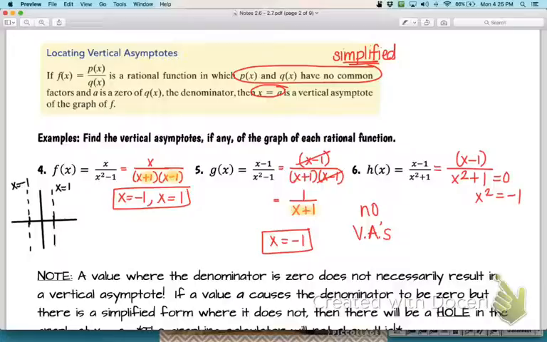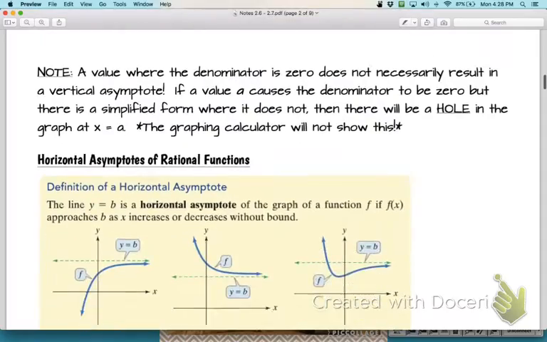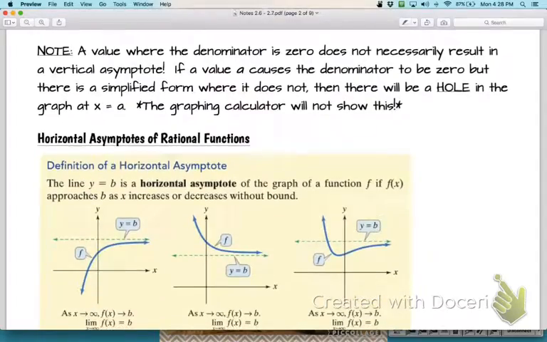Simplify the expression, find where the denominator would equal 0. Now, what about those factors that we canceled out? Because remember, when we did our excluded values before, we did before we canceled. Same thing with the domain. So for number 5, even though my asymptote is only at negative 1, positive 1 is still excluded from the domain. How does that happen? Well, that is how we get a hole in the graph. So a value where the denominator is 0 does not always result in a vertical asymptote, because if it cancels out, then it doesn't give us an asymptote. But it does give us a hole in the graph, and it's important that you know that, because you will not see the holes in the graphing calculator.